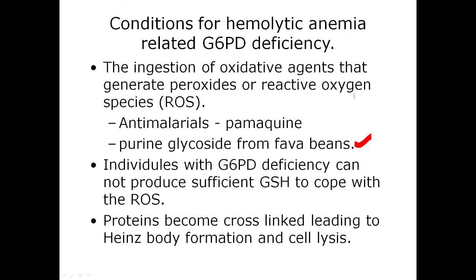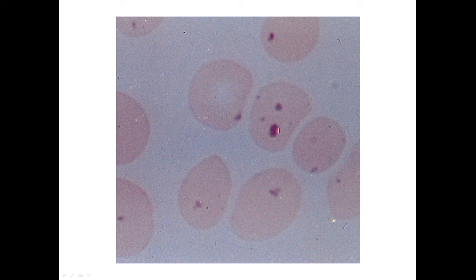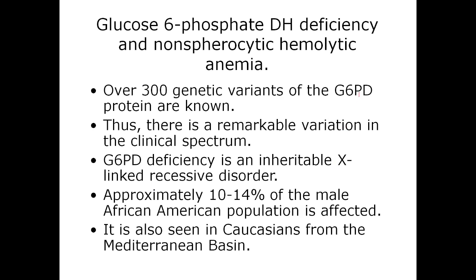So proteins can become cross-linked, leading to Heinz body formation and cell lysis. Whenever this glucose 6 phosphate deficiency is there, you can see the proteins are getting linked and this Heinz body formation is there, which is shown here. So this Heinz body formation can be observed in the cell. In glucose 6 phosphate deficiency and nonspherocytic hemolytic anemia, over 300 genetic variations of glucose 6 phosphate dehydrogenase protein are known. Thus, there is remarkable variation in the clinical spectrum.